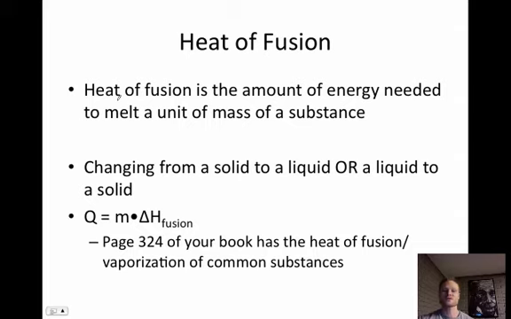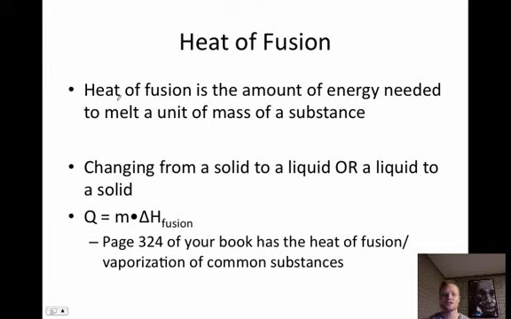All right, so the first thing I want to talk about is this thing called heat of fusion. Basically, heat of fusion is the amount of energy needed to melt a unit of mass of a substance. That sounds real fancy, but what it boils down to is how much energy does it take to, say, melt a hunk of ice? Or how much energy would it take to melt a hunk of iron or steel or copper or whatever the case may be?